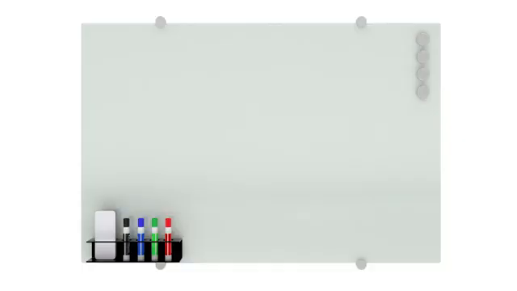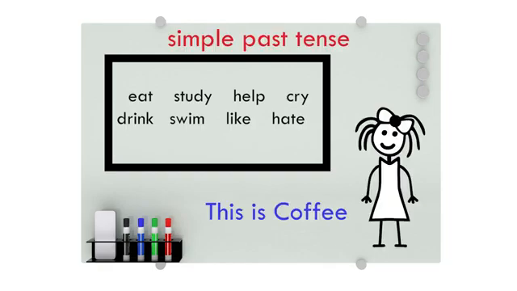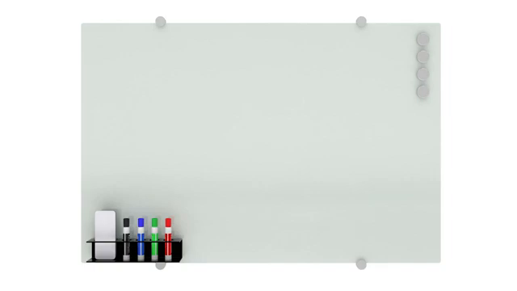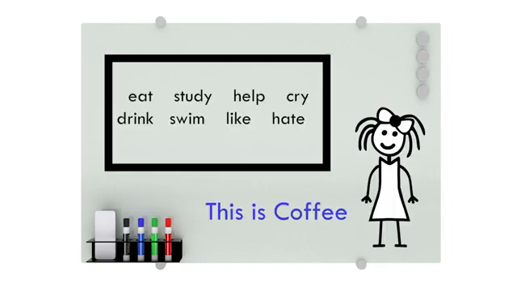So on the board, we got the 8 verbs. Our grammar lesson was about the simple past tense. And we have Miss Coffee. I divide the students into groups and I ask them to create a short story about Miss Coffee using all of the verbs on the board. And it should be in the past tense or the tense you're currently teaching.